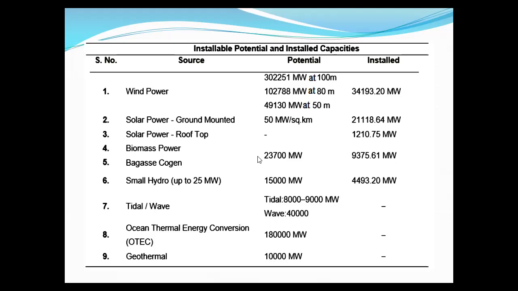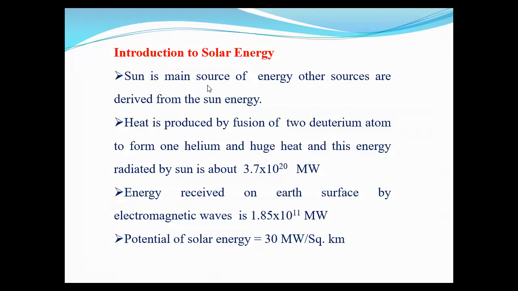Now, introduction to solar energy. Our focus in this video is on solar thermal power plant. Sun is the main source of energy, and all other renewable sources are derived from the sun's energy. Heat is produced in the sun by fusion of two deuterium atoms to form one helium and huge heat. The energy radiated by the sun is about 3.7 into 10 raised to 20 megawatt.